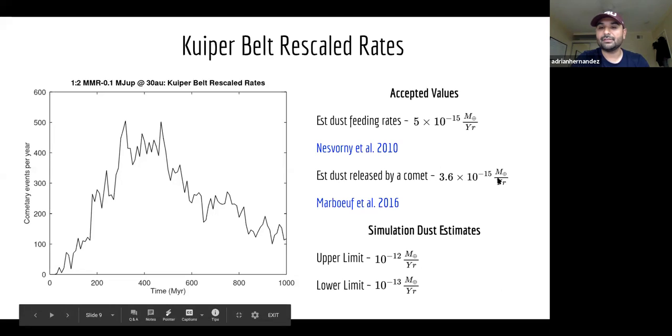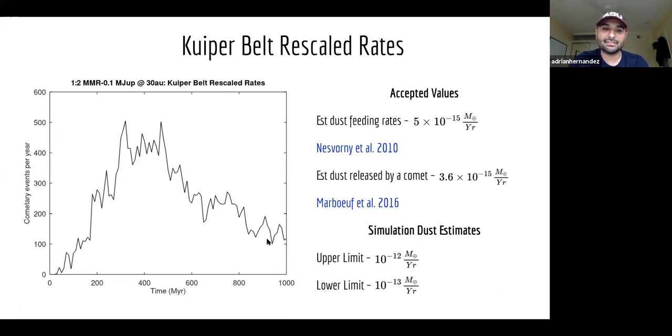And from here, using estimated dust released by comets as they have a passage, I was able to place an upper limit and a lower limit on the dust estimates based on my model here. And so you see that we're on the order of 10 to the negative 12 Earth masses per year for our upper limit, and 10 to the negative 13 Earth masses per year for our lower limit. And comparing that to this number here, 5 times 10 to the negative 15, this is the dust feeding rate needed to keep the exozodiacal dust that we see in our solar system. So we're actually producing more exozodiacal dust than is needed.